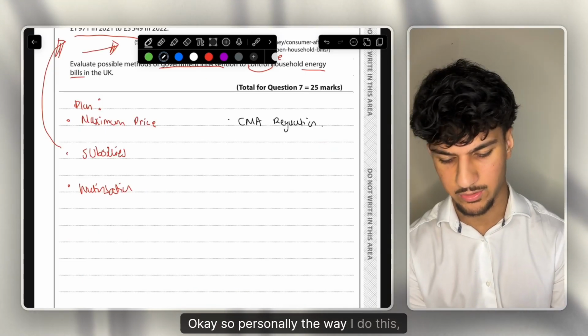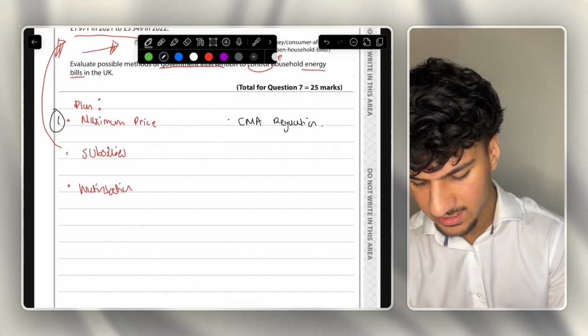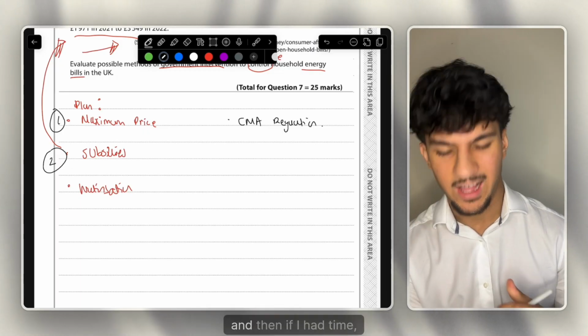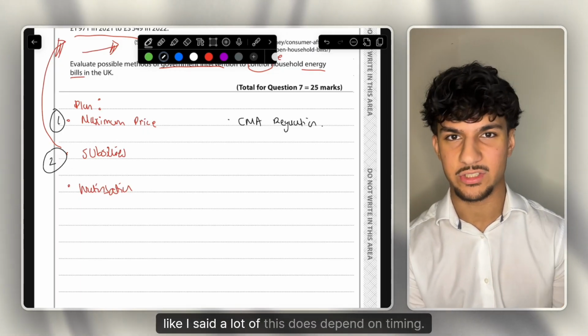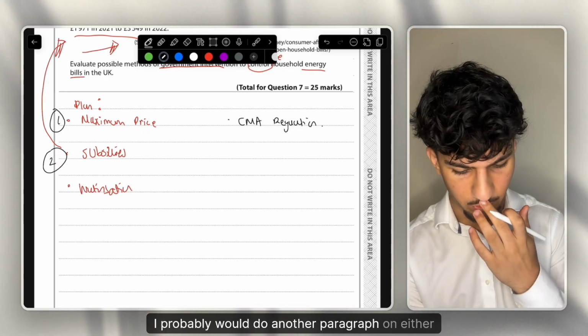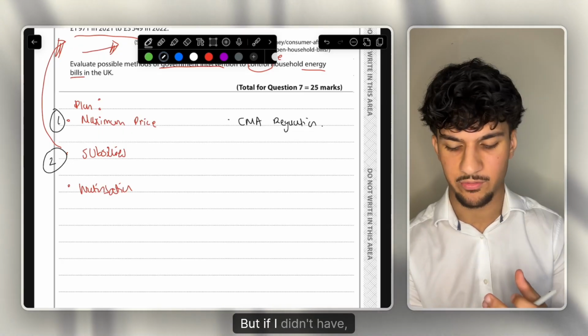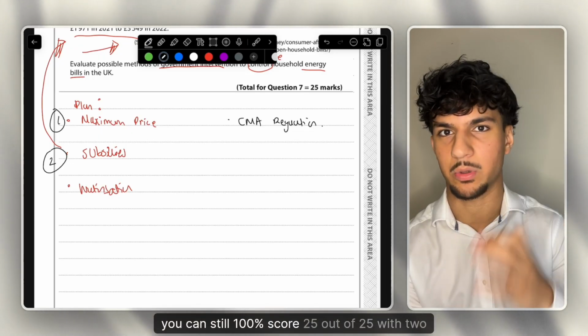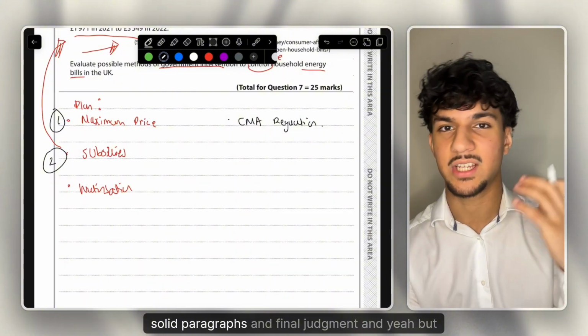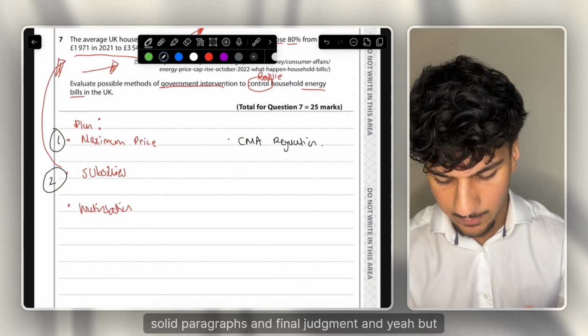Okay, so personally, the way I do this, I'd probably do one paragraph on maximum price, a second paragraph on subsidies, and then, if I had time, another paragraph on either one of those two. A lot of this does depend on timing. But if I didn't have enough time, you can still 100% score 25 out of 25 with two solid paragraphs and a final judgment.